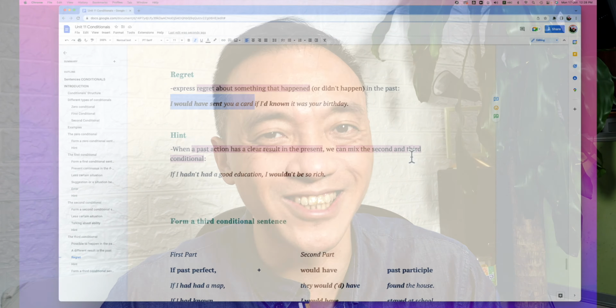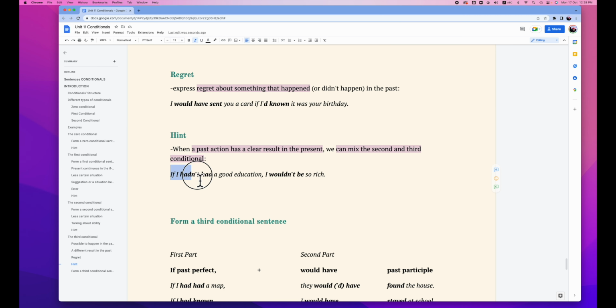Sometimes people could even mix the usage of the second conditional plus the third conditional together. Let's take a look. If I hadn't had a good education, I wouldn't be so rich. So we could mix them, with part A using the third conditional, hadn't had, and part B using the second conditional, just the modal verb would plus a bare infinitive.